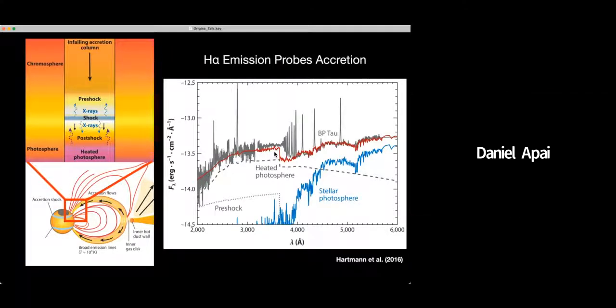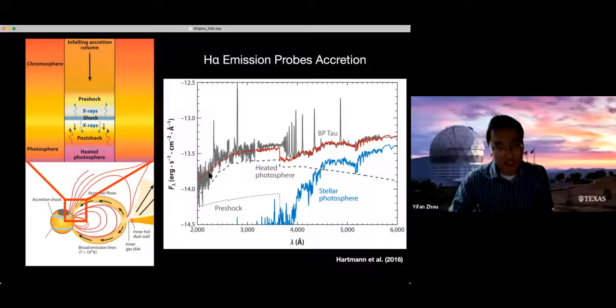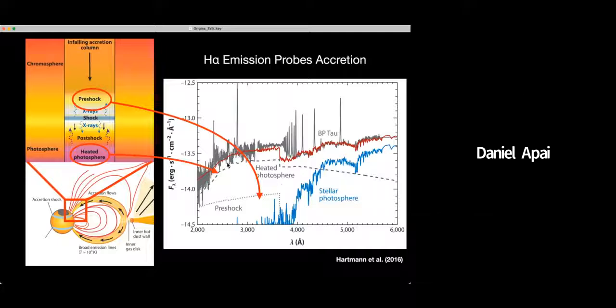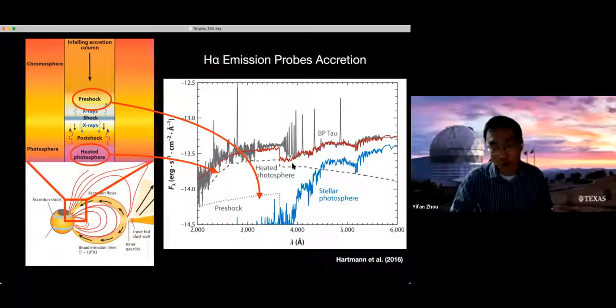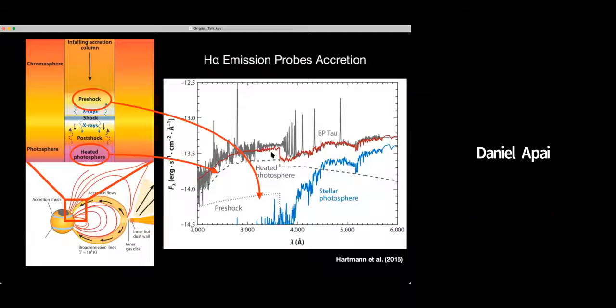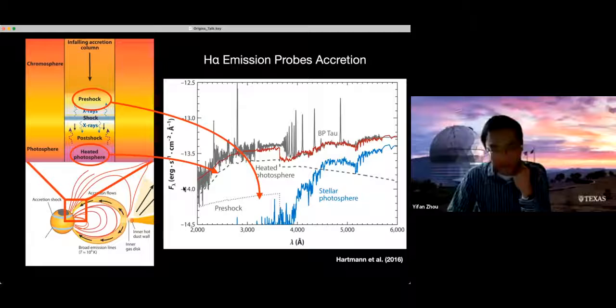This continuum emission is coming from this heated photosphere and the pre-shock region. If you compare the spectrum of an accreting star and a non-accreting star, you basically notice that in the UV and optical region, the accreting star has a large amount of excess emission. So by measuring this excess emission, we can get most of the accretion-induced luminosity from the star.